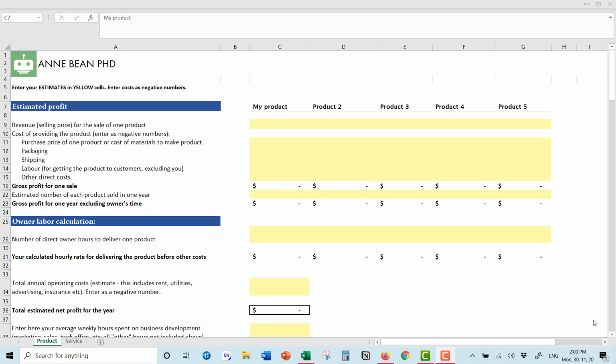Hi, it's Anne here. Today I'm going to show you a spreadsheet I built to assess the financial viability of a new business idea or a new product or service line for an existing business.